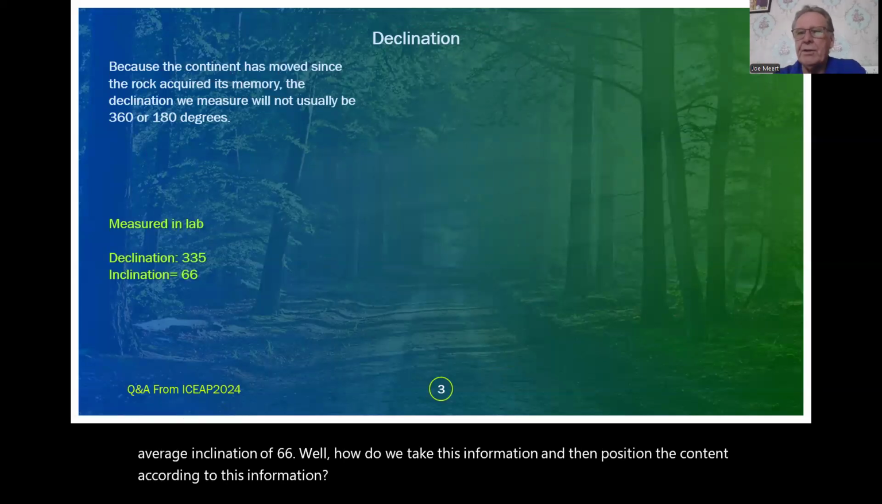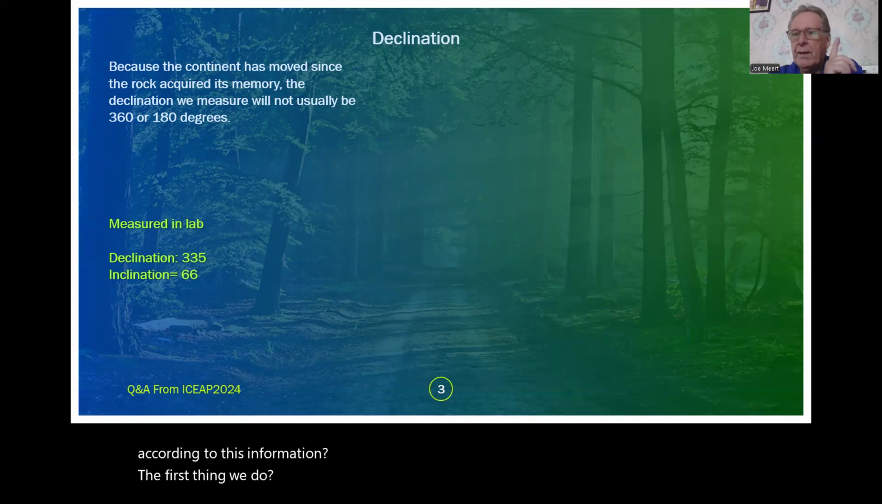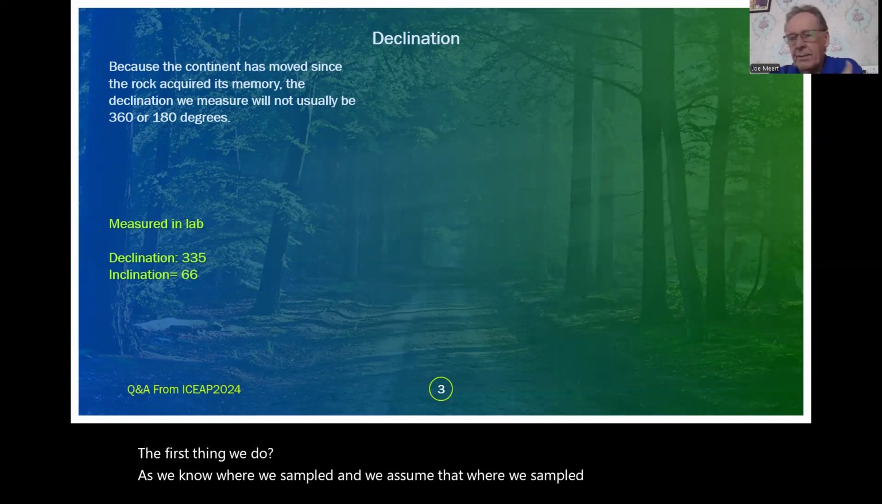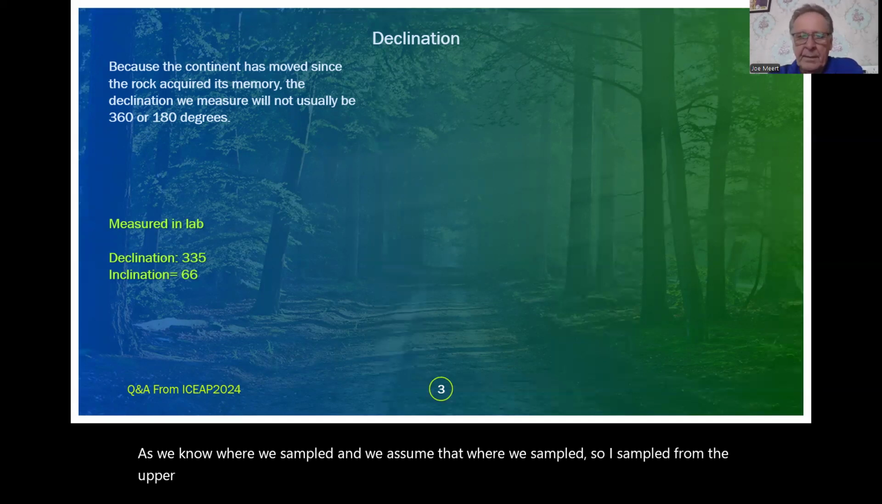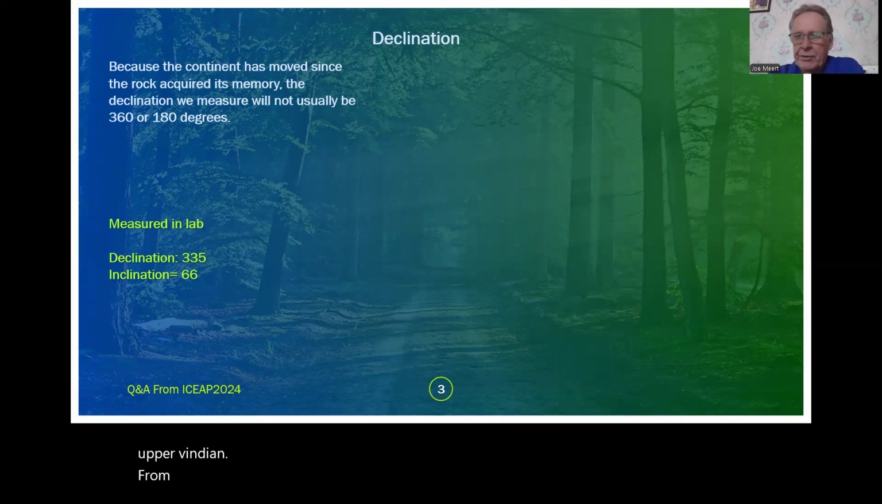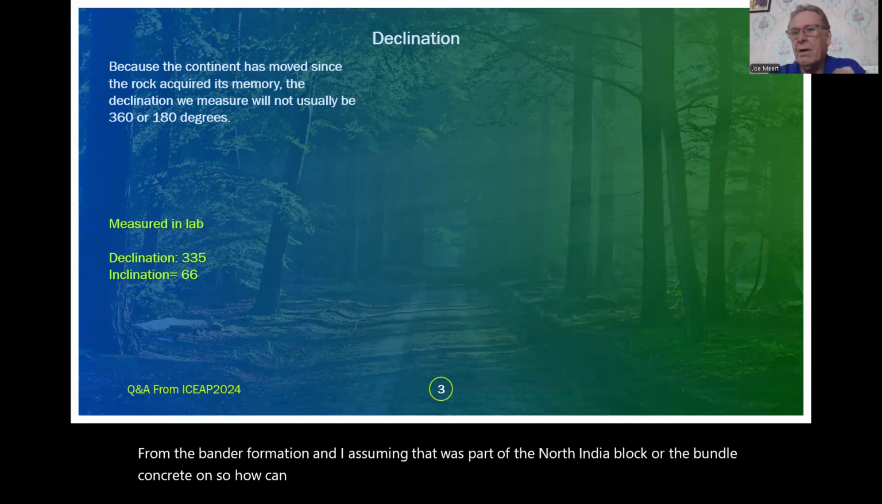Well, the first thing we do is we know where we sampled. I sampled from the Upper Vindian, from the Bander Formation, and I'm assuming that that was part of the North India block or the Bundelkhand Craton. So how can I restore the Bundelkhand Craton to where it was located when these rocks formed?